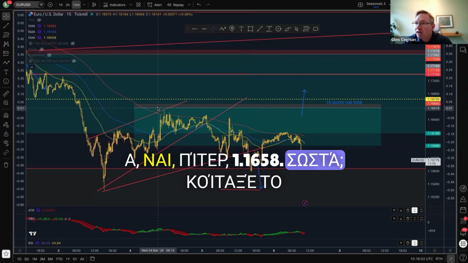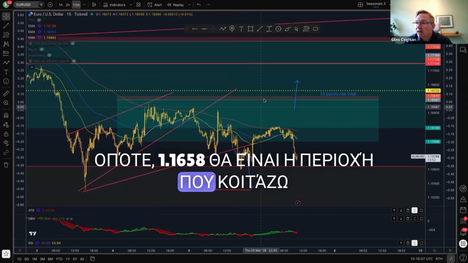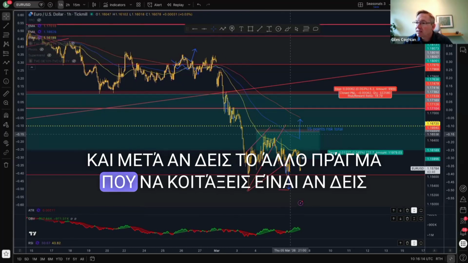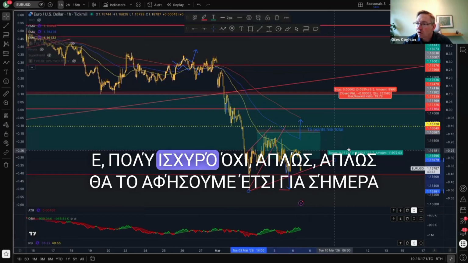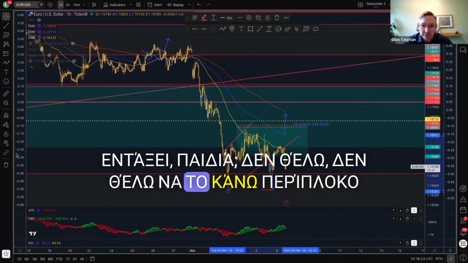1.1658. Have a look at it. So 1.1658 will be the area that I'm looking at. And then the other thing to look at is say you get very strong. We'll just leave it like that for today, okay, folks? I don't want to overcomplicate it.